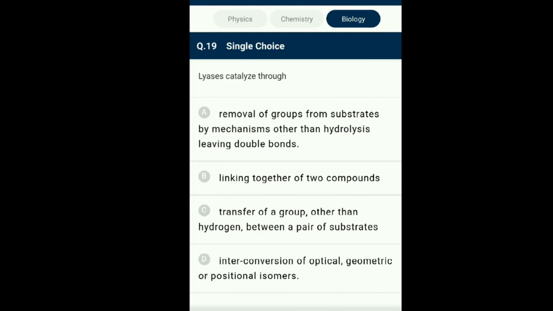So enzyme 4A, B, C belongs to the group of lyases which catalyzes breakdown of substrates by means other than hydrolysis. So the answer for this question is option A. Lyases catalyze through removal of groups from substrate by mechanisms other than hydrolysis, leaving double bonds.